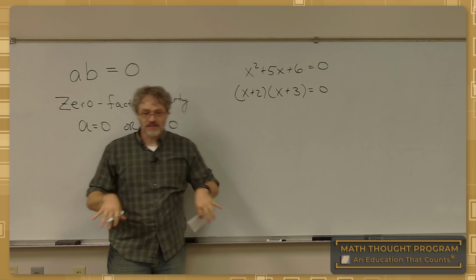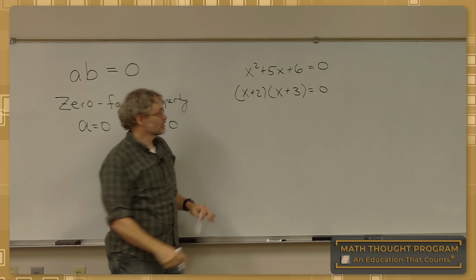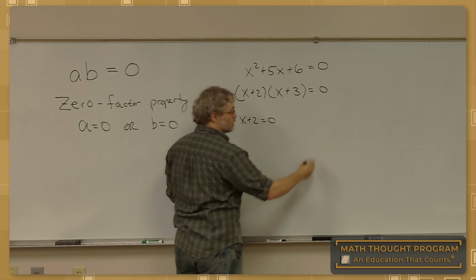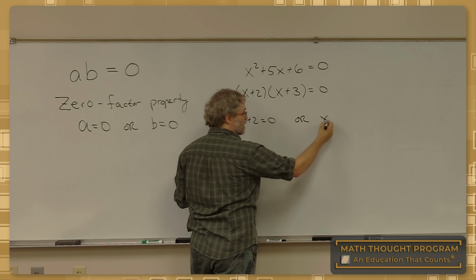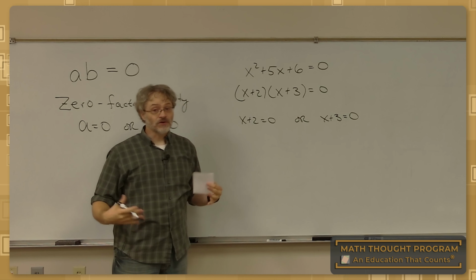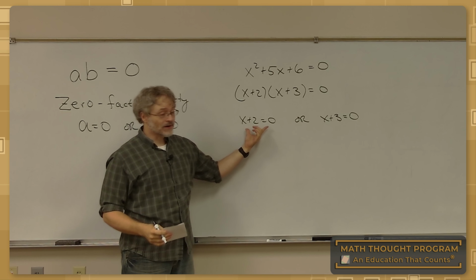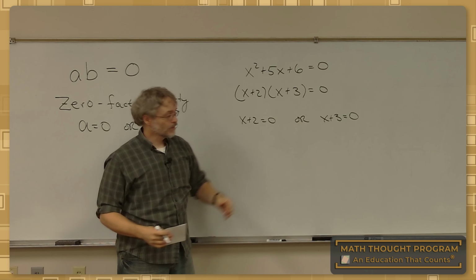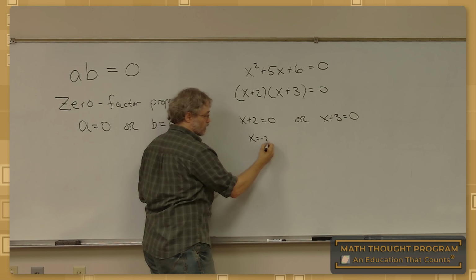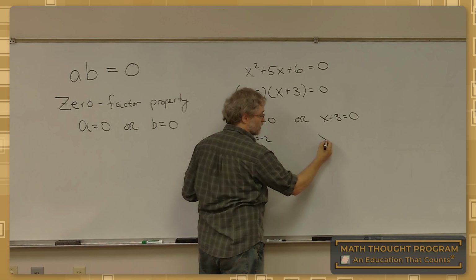I then take this, I decouple it. I take a factor, say equal to 0, and I take the other factor and I set that equal to 0, from which I go ahead and solve my linear equations. Take the 2, throw it to the other side. Take the 3, throw it to the other side.